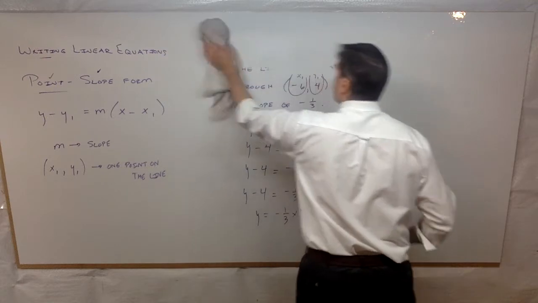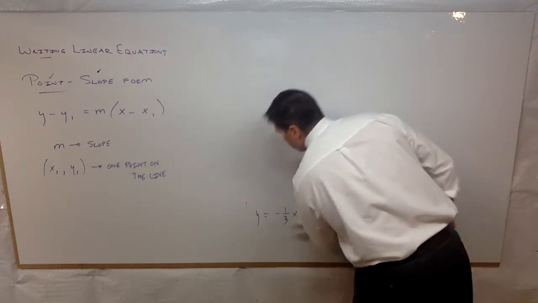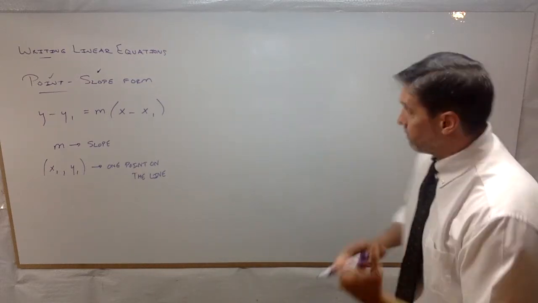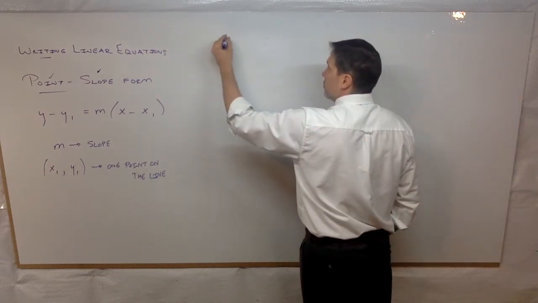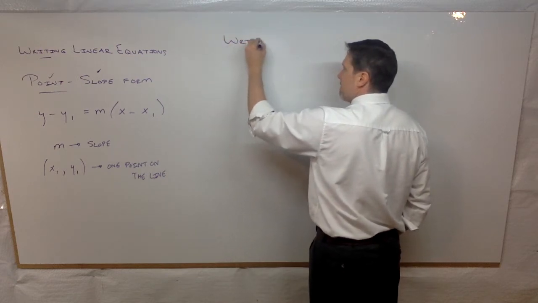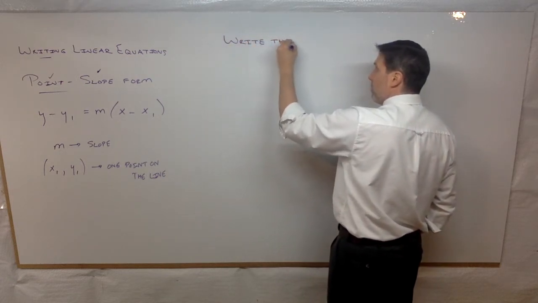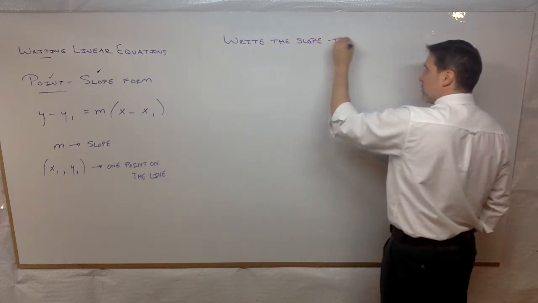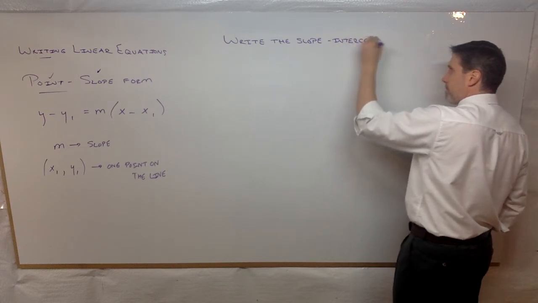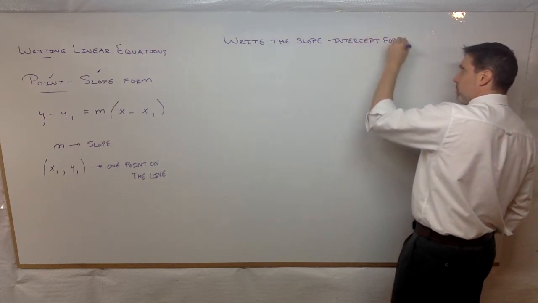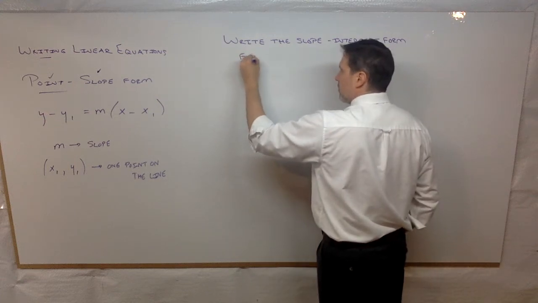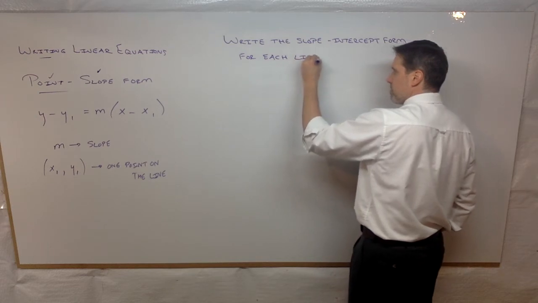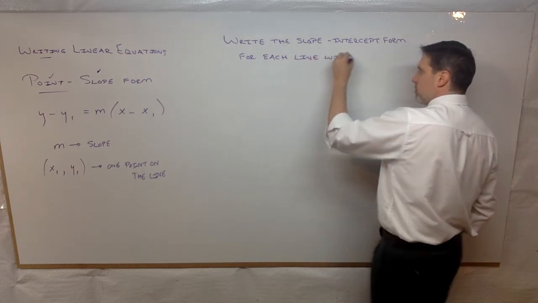Okay, so let's kind of do several scenarios that you could run into. Situations that do pop up. So let's make general directions here. We'll say write the slope-intercept form for each line with the given conditions.